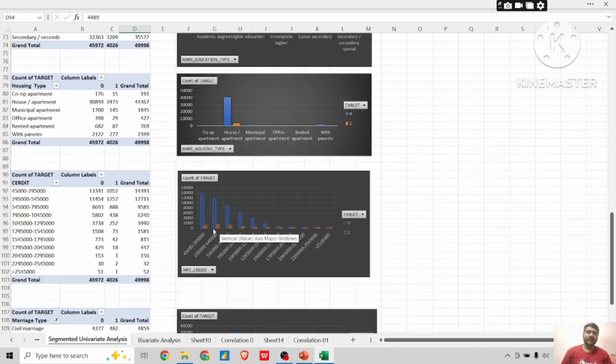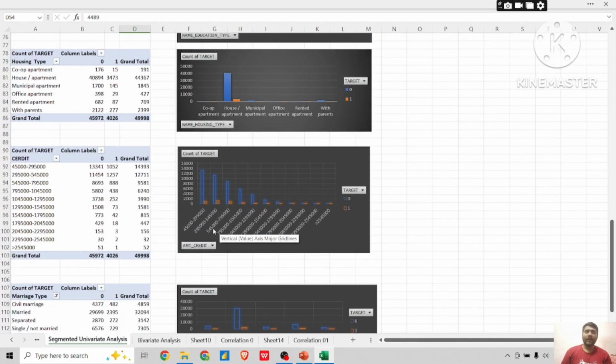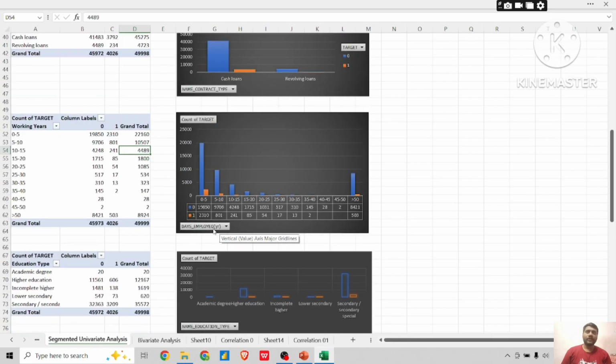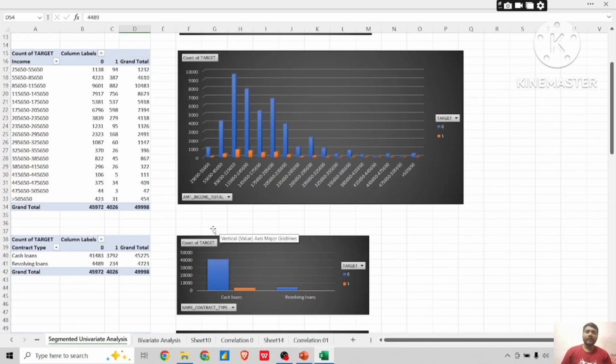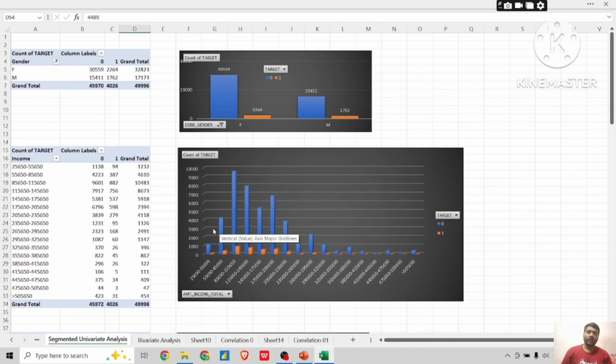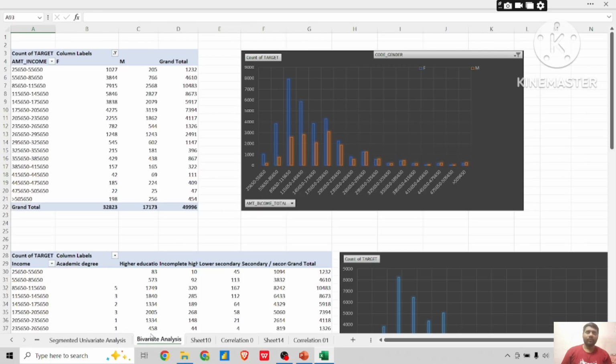Income basis target. High default volume is in the middle income groups. As the income level increases beyond 2.65 thousand, the default rate drastically drops. Mid income segmentation requires closer attention. Very low and very high income groups show fewer defaults.